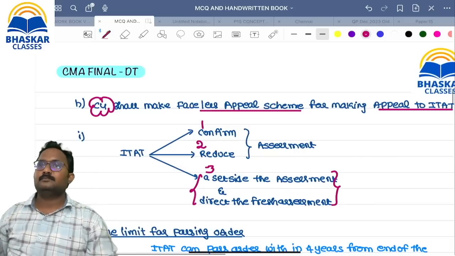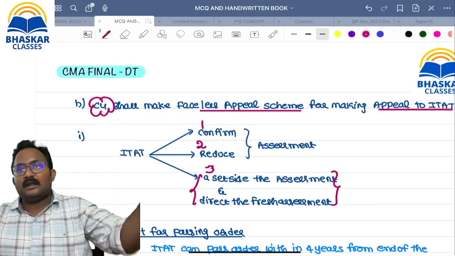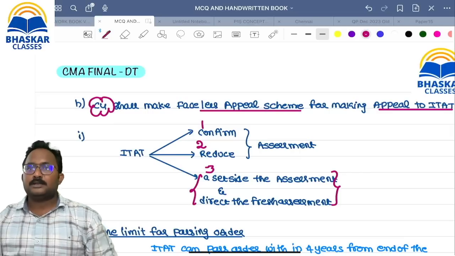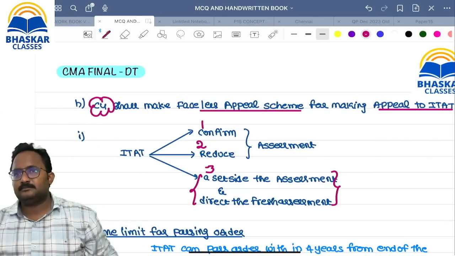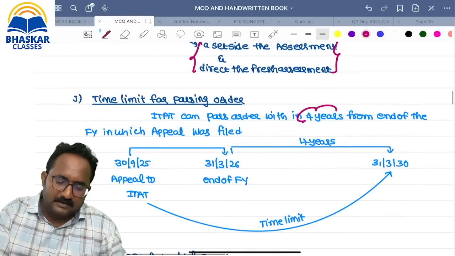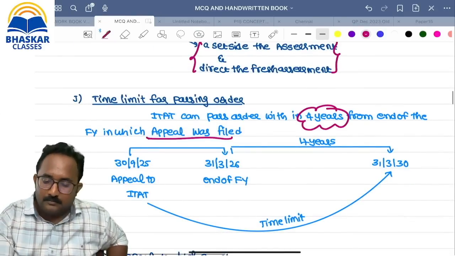There is a third one. That means the assessment was already done; it can be confirmed, or we can reduce some areas and conduct the assessment. Third one, cancel the already completed assessment. Now we can start a new assessment. Time limit is important. Within how many years, ma? Four years from the year in which the application was made.